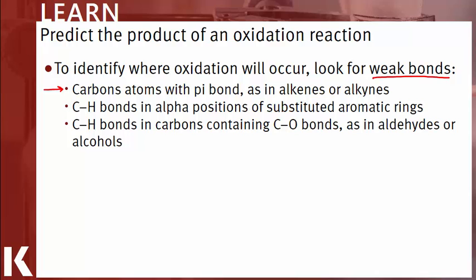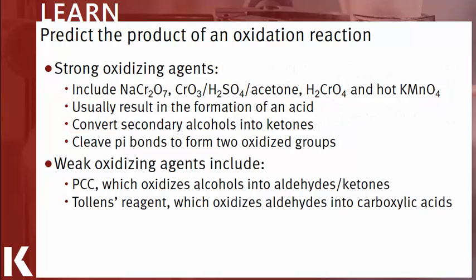Oxidation can also occur at carbon-hydrogen bonds, specifically at the benzylic position, which is one position away from the aromatic ring due to the resonance that allows for stability, but also in carbons that are already bonded to an oxygen. There are two types of oxidizing agents to focus on: strong oxidizing agents and weak ones. Reagents like sodium dichromate, chromium trioxide, chromic acid, and hot KMnO4 are strong oxidizing agents, and you can see the trend that all of them contain a lot of oxygens.